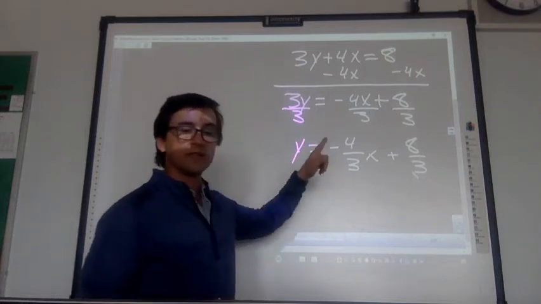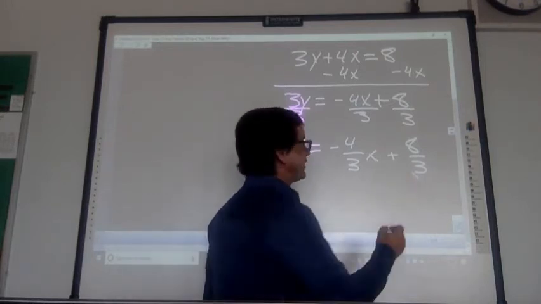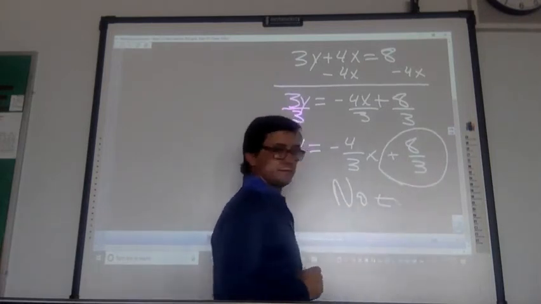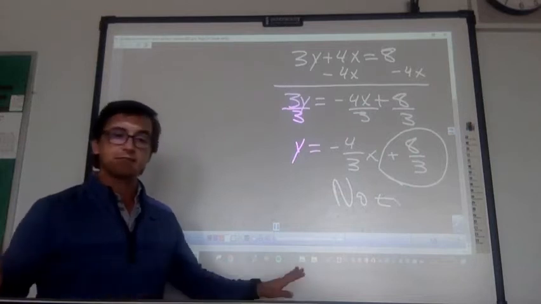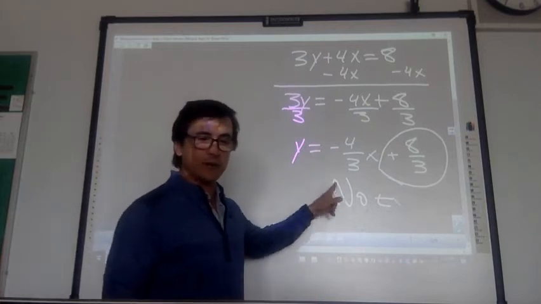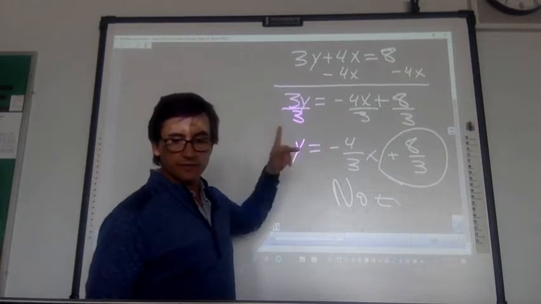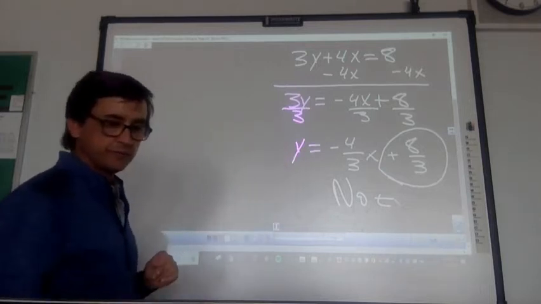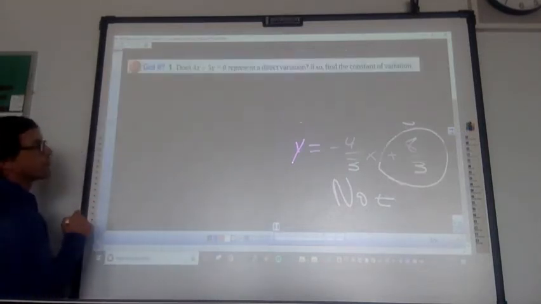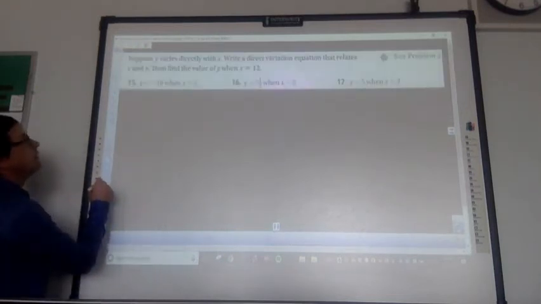So this is not a direct variation because the b part is not 0. When you have a number out here, not direct variation. And you don't have to identify k if it's not a direct variation. I could say if it's not k, what's the m in this situation? And you'd say -4/3. So that works too. Okay, that's good for that. We're not going to do that one.